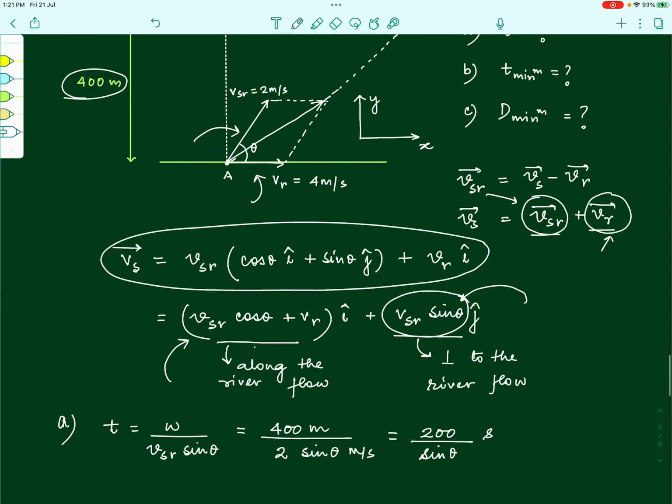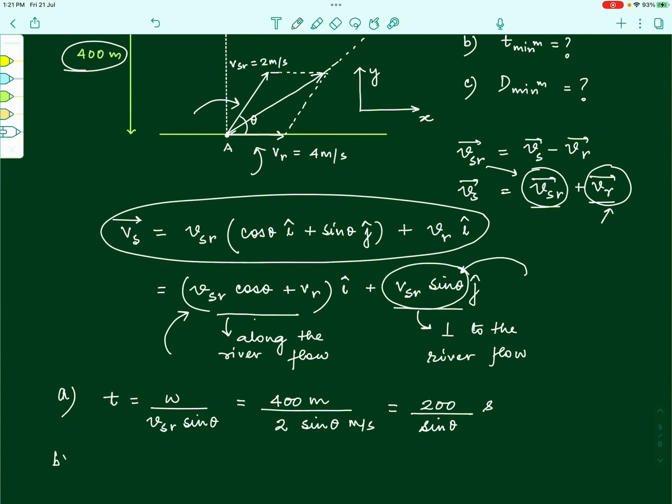Now, the next part of the question is we have to minimize this time. We have to find out the minimum time. So, for that we can take the help of the expression that we have obtained above. This is the time, right, in terms of theta. When will this time be minimum? This time will be minimum when its denominator takes maximum value. That means sin theta is 1, right? So, can we say that t will be minimum when sin theta becomes 1?